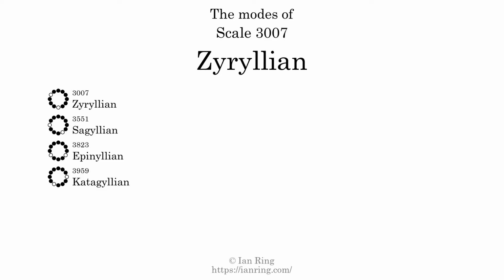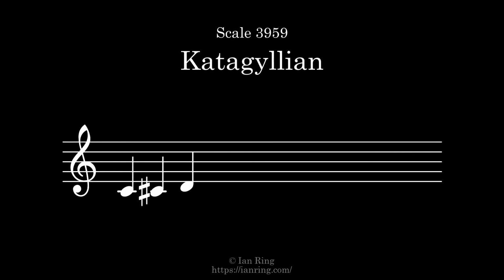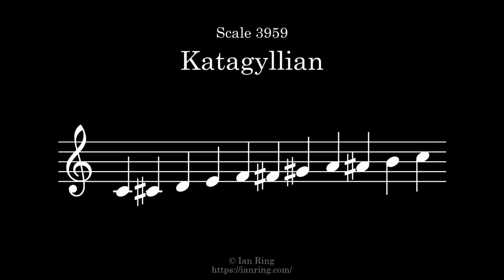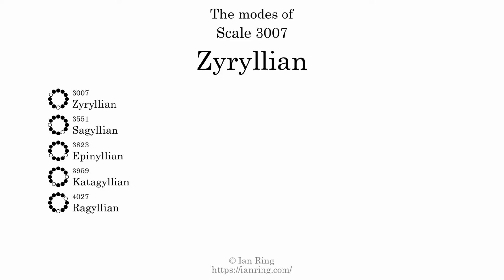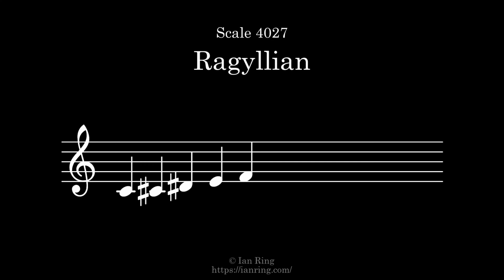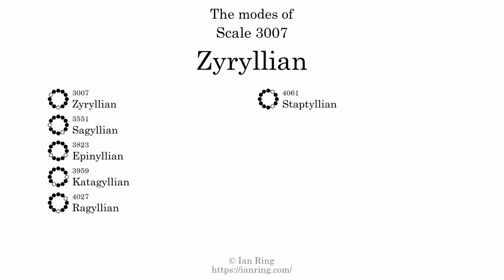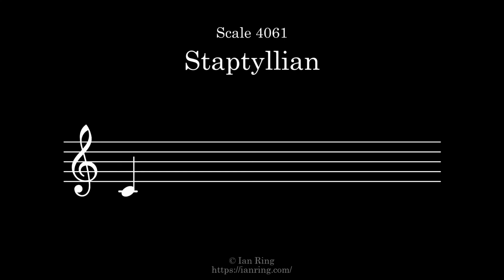The fourth mode is Scale 3959, also known as Zyryllian. It sounds like this. The fifth mode is Scale 4027, also known as Zyryllian. It sounds like this. The sixth mode is Scale 4061, also known as Decatonic. It sounds like this.